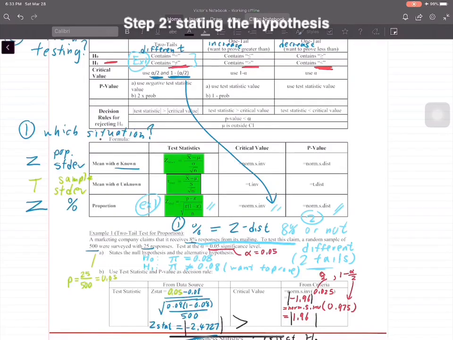Step 2 is stating the null hypothesis and alternative hypothesis. We start with H1, which is what we want to prove. We want to prove whether the population proportion, pi, equals 8% or not. We want to prove that it is different than 8%. So H1 is that the population proportion, pi, does not equal 8%.